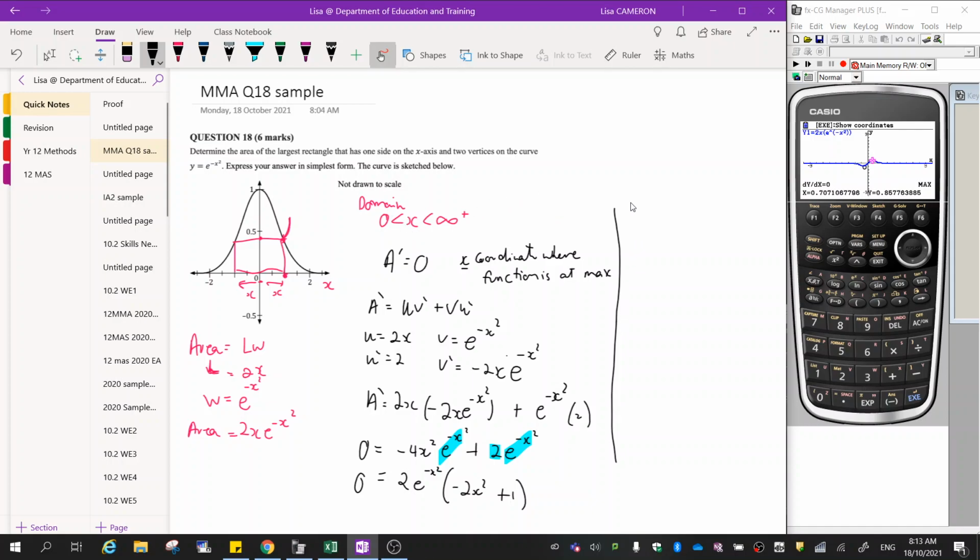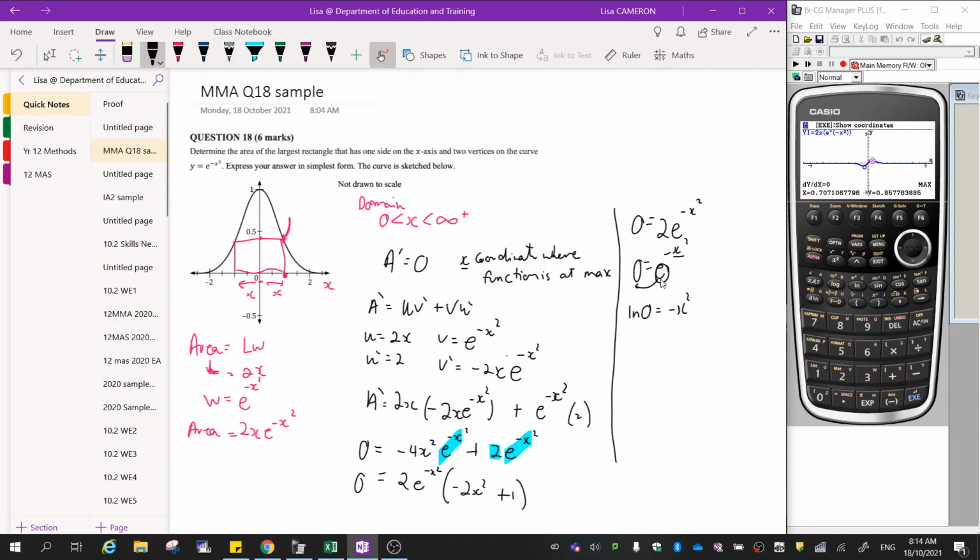So 0 equals 2 times e to the minus x squared. Take the 2 across, 0 divided by 2 is just 0. e to the minus x squared equals 0. If I take e across to the other side, it becomes ln of 0 equals negative x squared. Now that can't happen, that gives me a math error. There is no value that you can substitute in up here to make that statement 0.